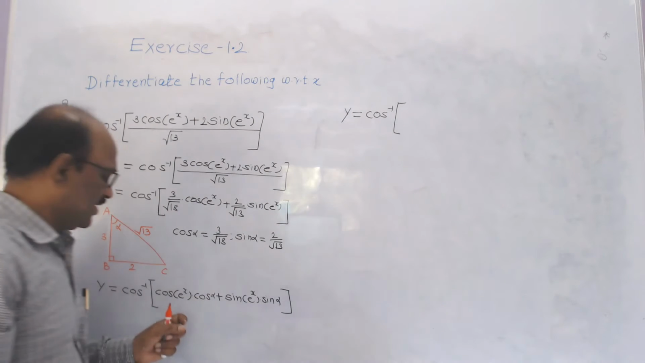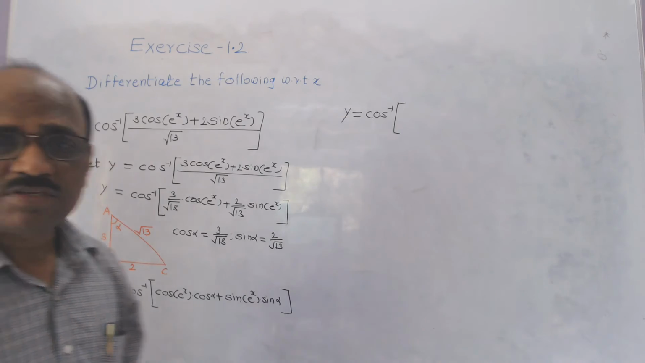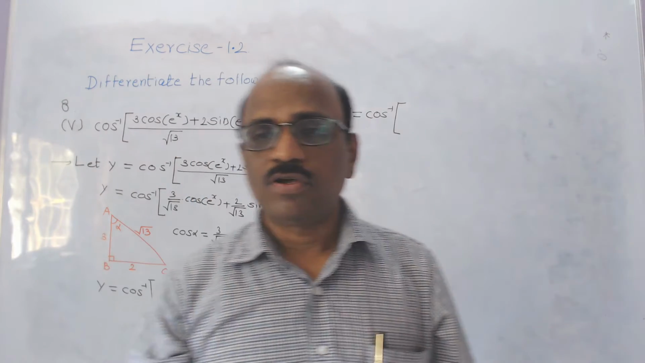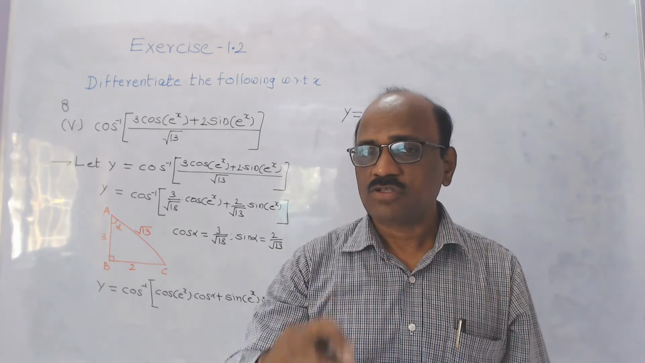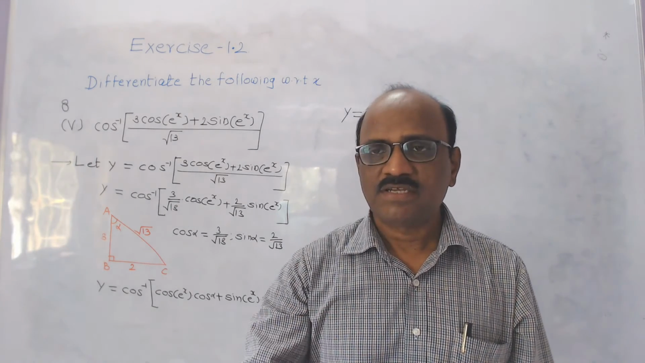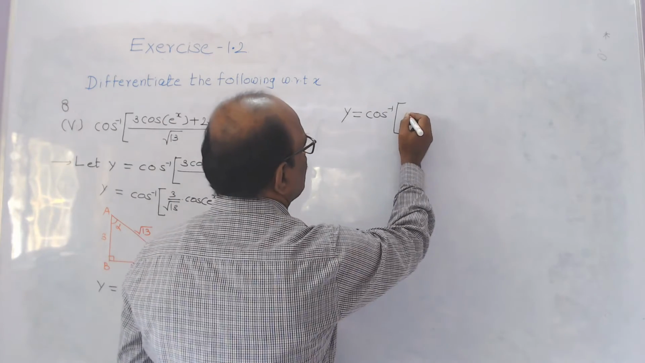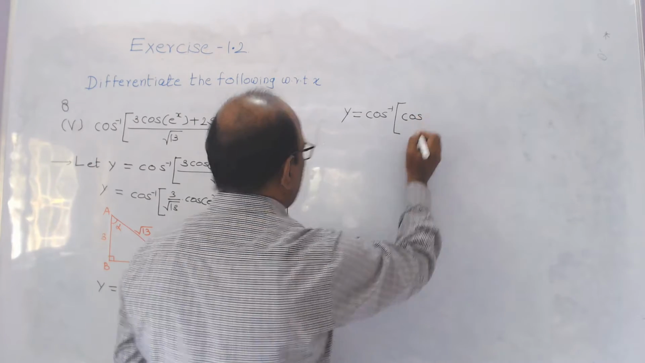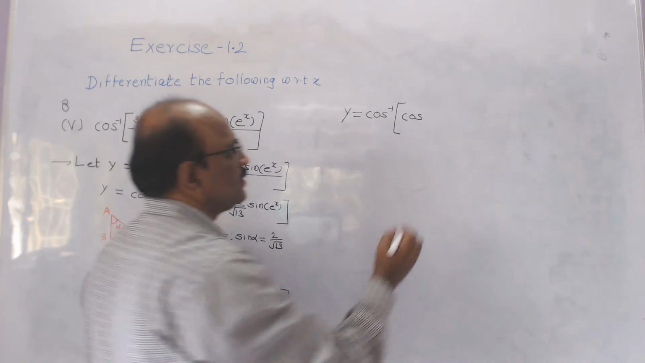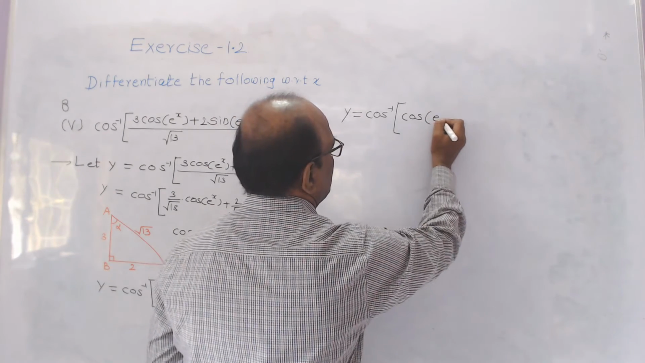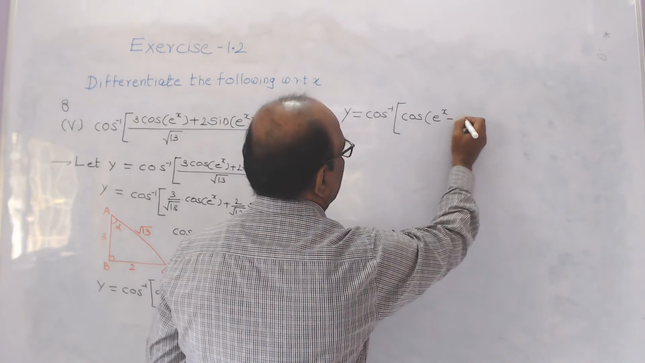Now this is the expansion of cos of a minus b. What's the cos of a minus b? It is cos a cos b plus sin a sin b. Therefore, this is the expansion of cos of a minus b. Here we take a as e raised to x, and b as alpha.